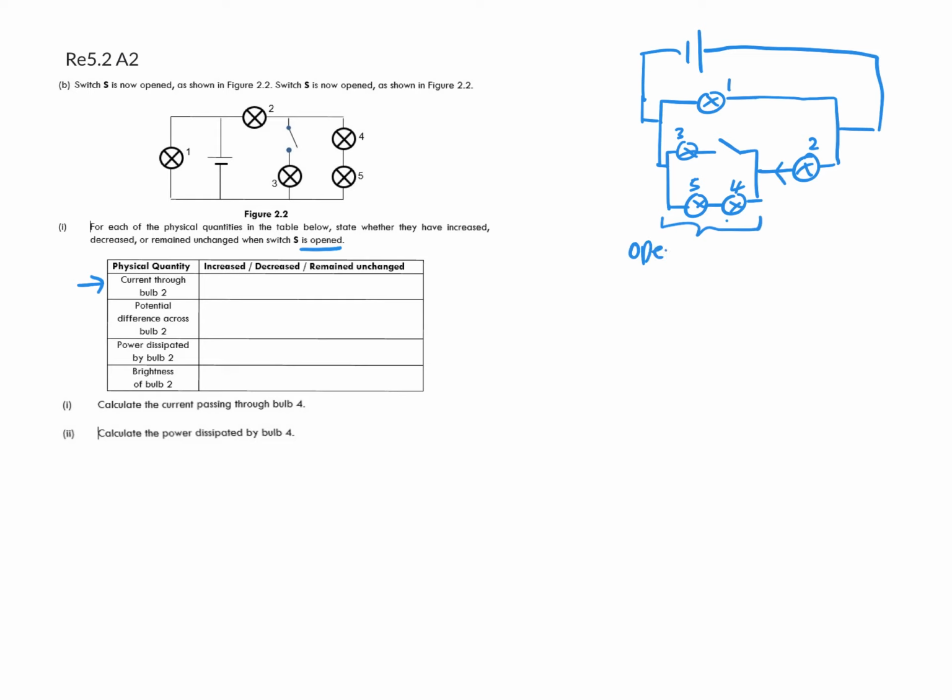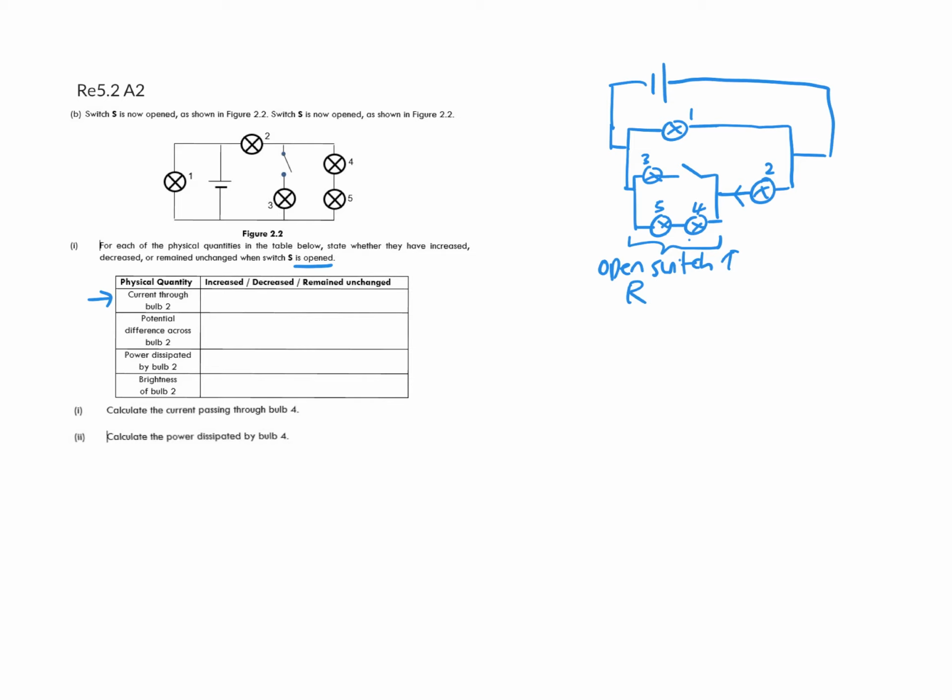If I open the switch, I will increase the resistance of this branch over here. This opening of the switch, which results in an increase in the resistance, will then lead to a decrease in the current along this path. So this is the reason why the current through bulb 2 will decrease.